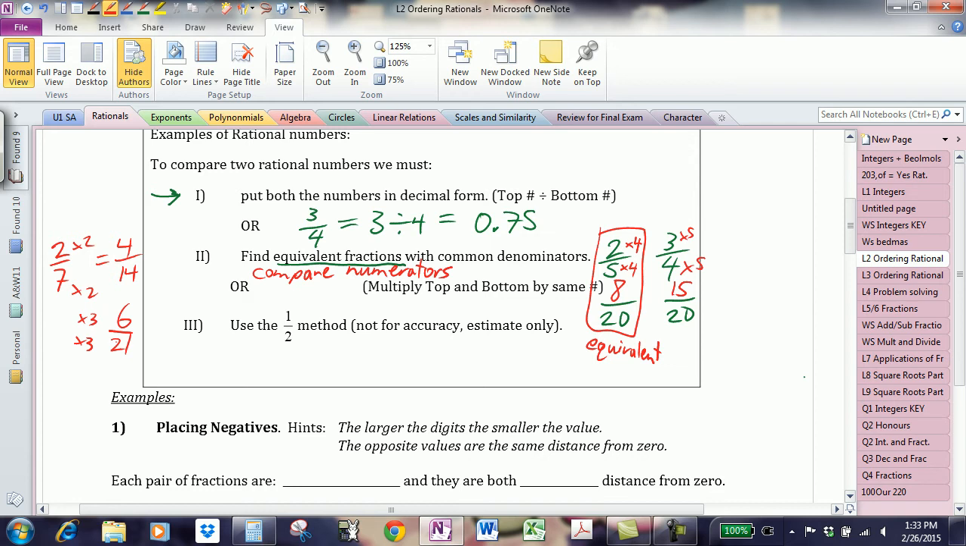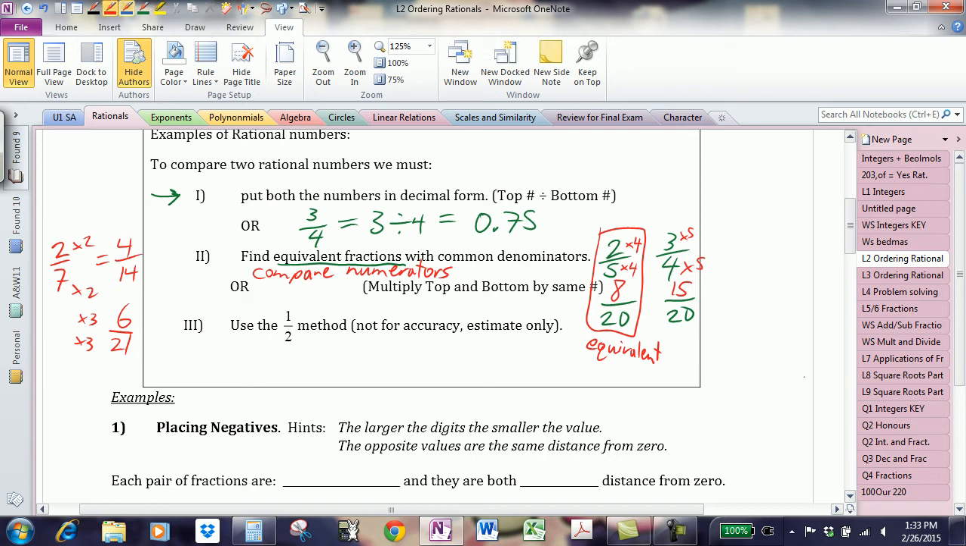Refreshing your grade 6 memories. It's been a while. Okay, Google equivalent fractions. If you need some help, Google equivalent fractions, please. Okay. Good.